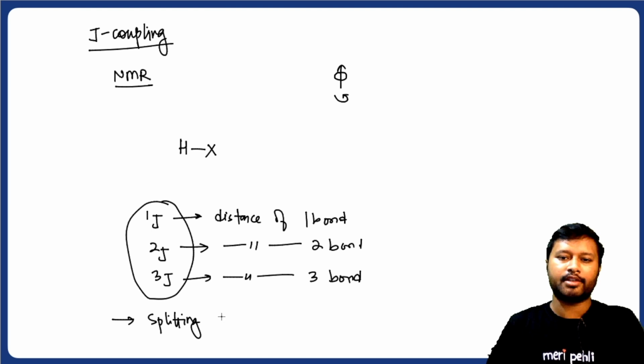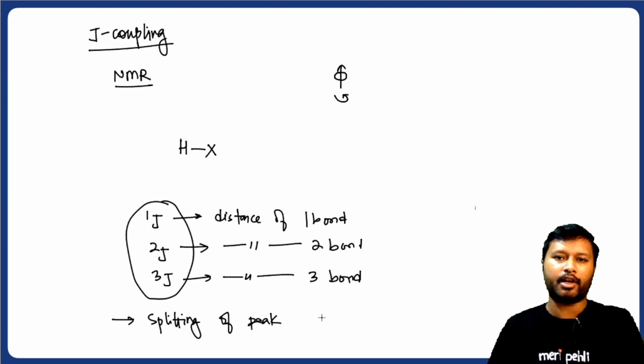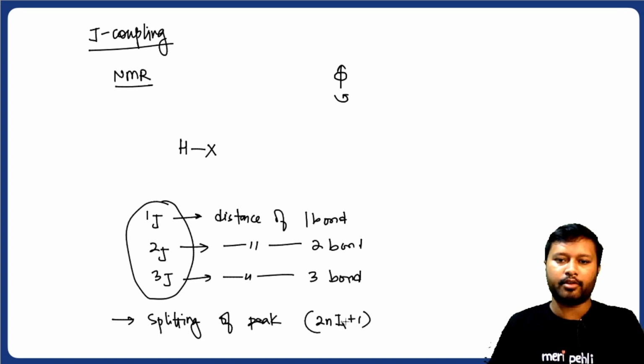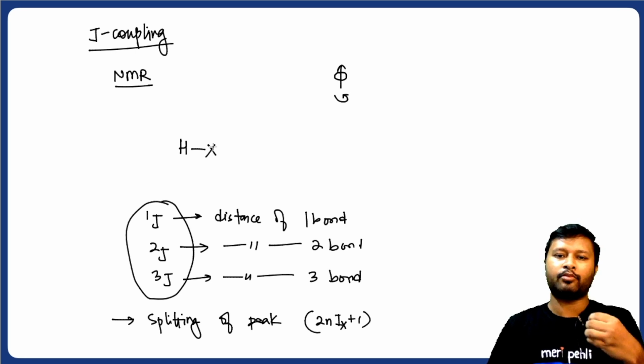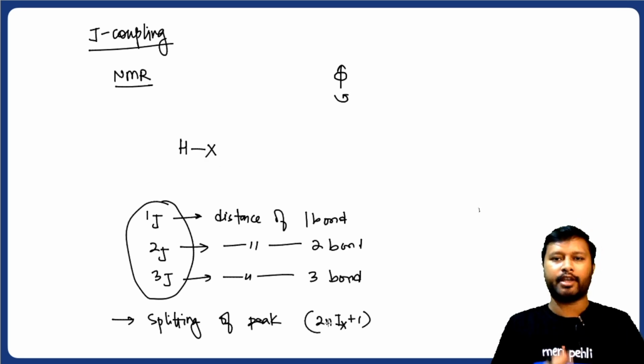This is going to result in splitting of the peak. And how this splitting is going to take place, we have already studied in the previous video. The formula which we use is 2NI + 1, where this I will depend upon this group X. I have written X here because I have mentioned group X. So whatever group is over here, the I value of that group is going to cause splitting.